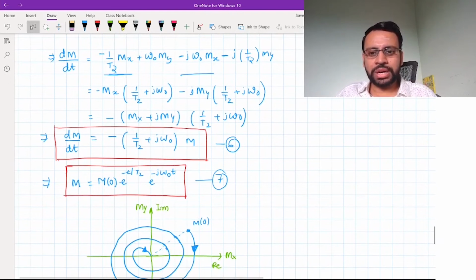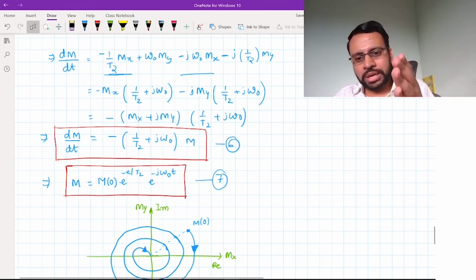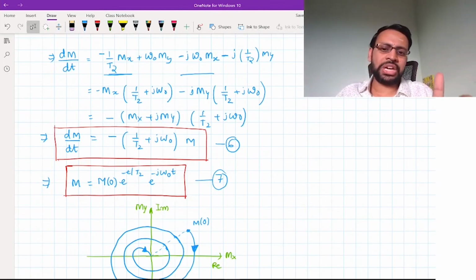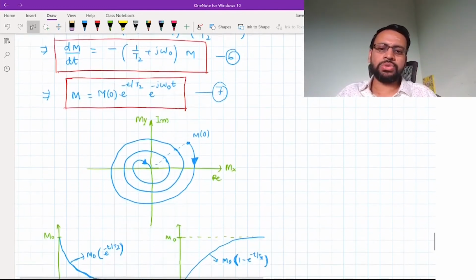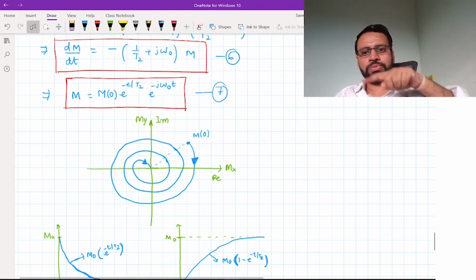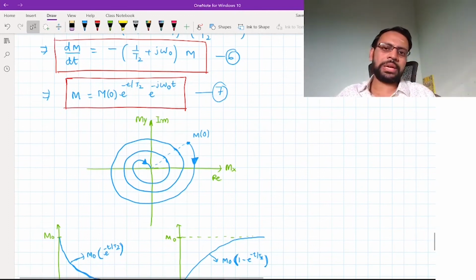What would be the solution for it? M of 0 into e power minus the whole stuff times t, which you could write as two separate terms: e power minus t by T2 into e power minus j times omega naught t. So you could see here, if you are somewhere here, this would be given by your M of 0. From there this would be rotating in the clockwise direction because of this negative sign, with a frequency of omega naught.